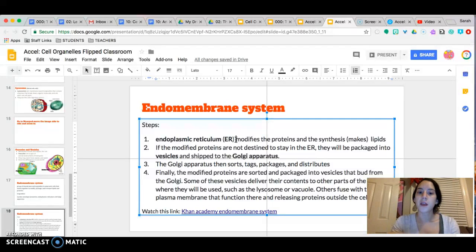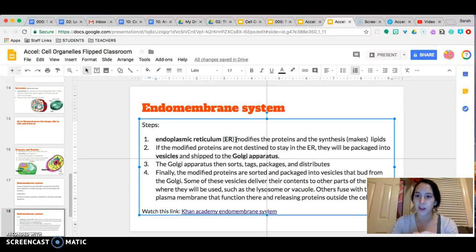Then, if the modified proteins are not destined to stay on the ER, so in other words, they're not destined to be a part of the rough ER, then they're going to be packaged into vesicles, which we just talked about. These are called transport vesicles, and these are going to be sent off to the Golgi apparatus. The Golgi apparatus then will sort them, tag them, package them, and distribute them. This is how things get within the cell, through the Golgi apparatus. The Golgi apparatus pretty much knows that these things need to go to this area, these things need to go to this area, that kind of stuff.